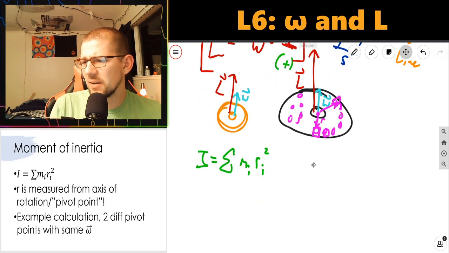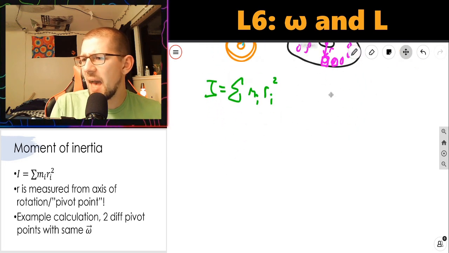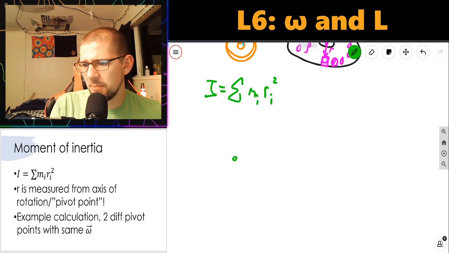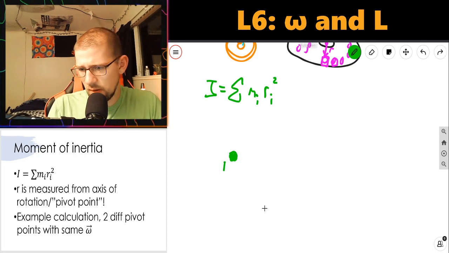Now we're not going to ask you to actually do that for solids, because that involves integration. It's just a little bit too complicated. We may ask you to do it for points. So for example, if I had, let's say, 2 yo-yos, each of mass m, here's yo-yo 1, here's yo-yo 2.